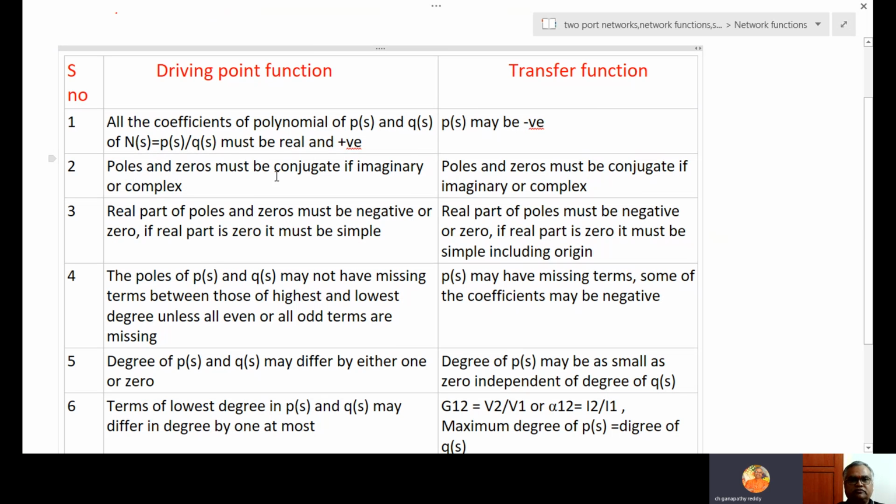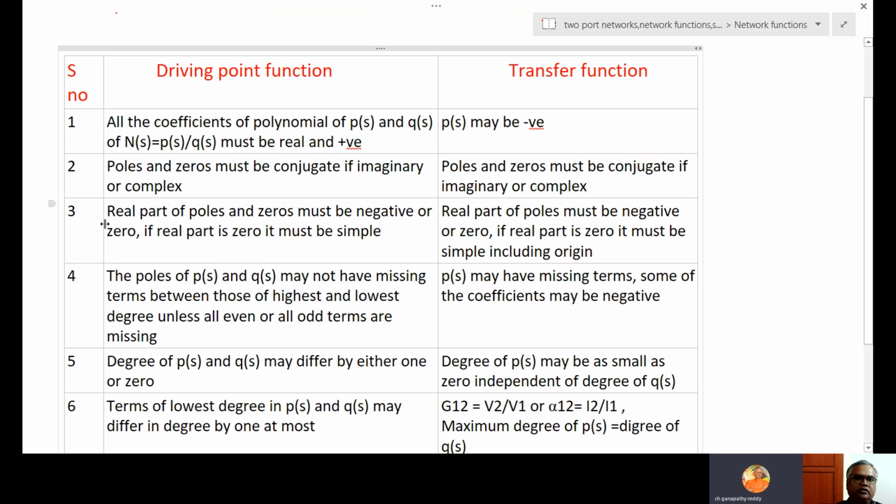Now poles and zeros must be conjugate if imaginary or complex. Conjugate means what? If there is a pole at 3 plus j4, there is another pole at 3 minus j4. If there is a pole at j3, there must be a pole at minus j3. So poles and zeros must be conjugate if imaginary or complex. Here also poles and zeros must be conjugate if imaginary or complex.